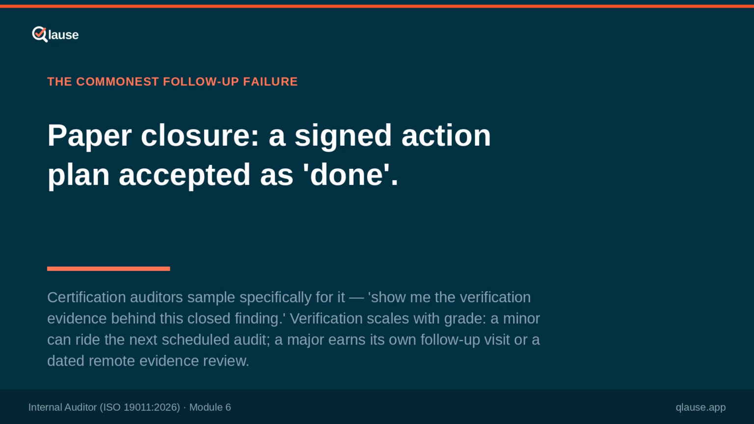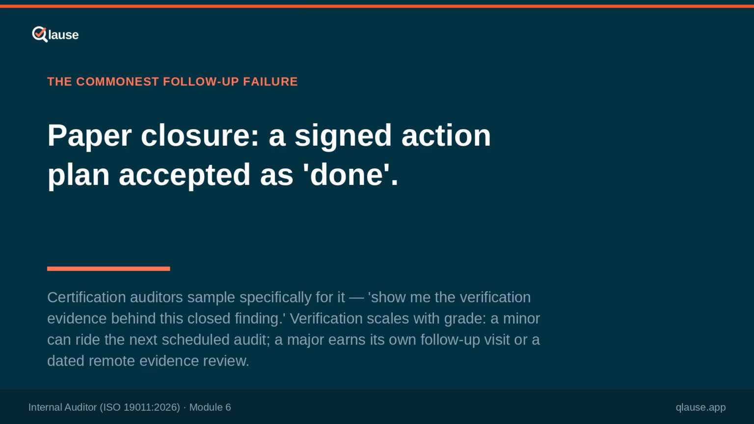Paper closure. A signed action plan accepted as done. No resample, no evidence, no second question. And certification auditors sample specifically for it. "Show me the verification evidence behind this closed finding" is a standard move, precisely because it exposes so much.